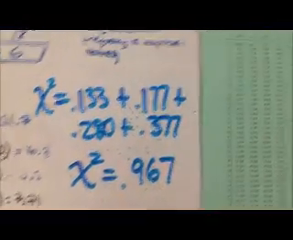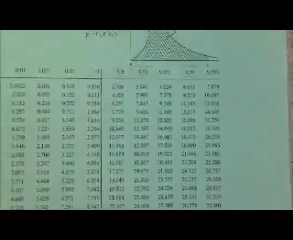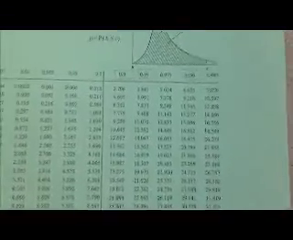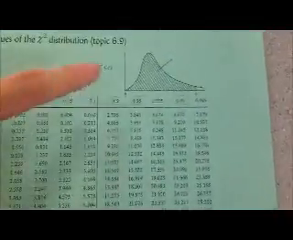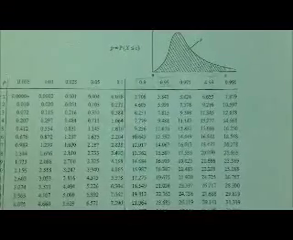Calculating for chi-squared, you take that value and apply it to the critical values table. Our chi-squared value of 0.967 is lower than the critical values at the 10, 5, and 1% level. We can tell that our data is independent of each other.